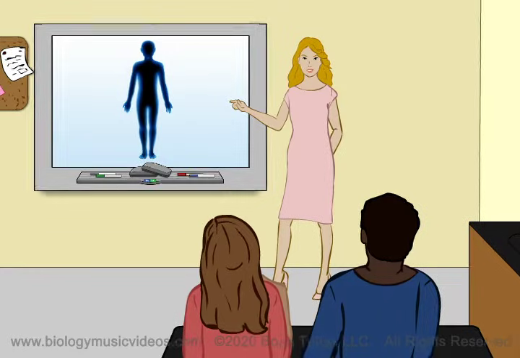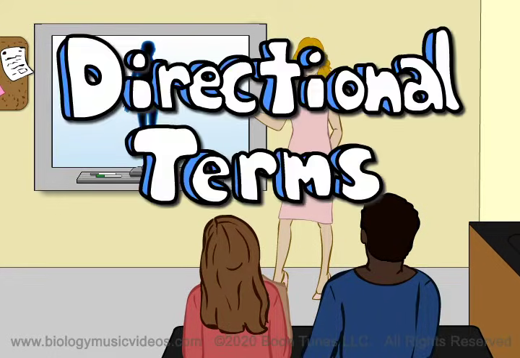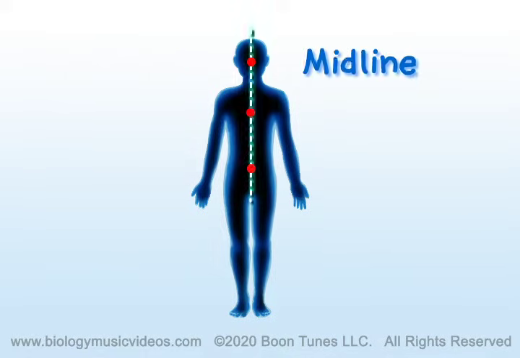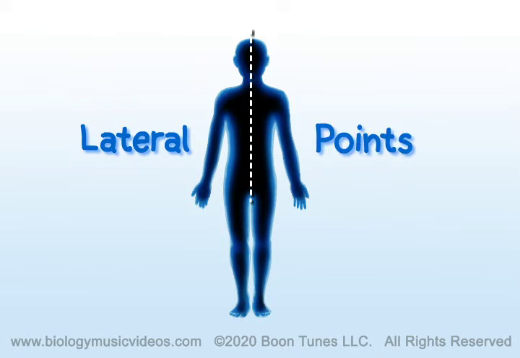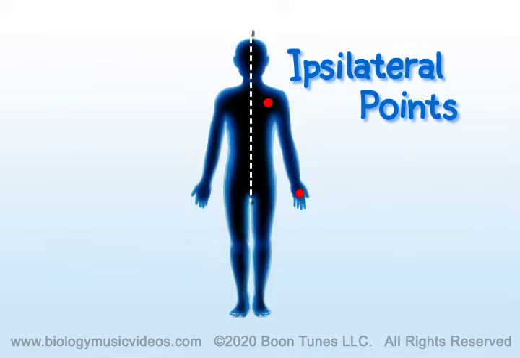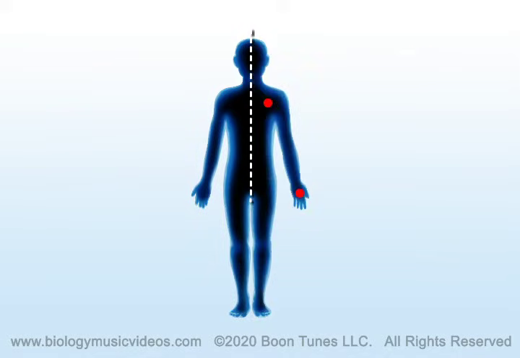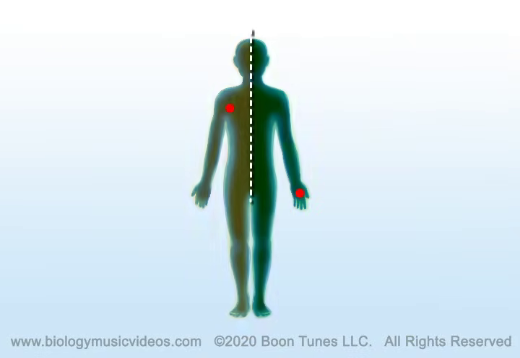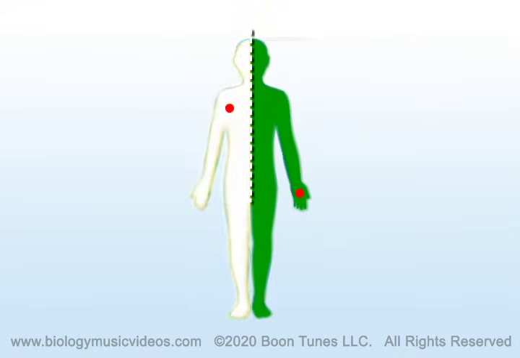Follow along as I define directional terms you should keep in mind. Medial points are always aligned with the median or midline. Lateral points will always reside away from the midline towards the side. Ipsilateral points will always be on the same side unilaterally. Contralateral points and body sights lie on opposite sides, left and right.